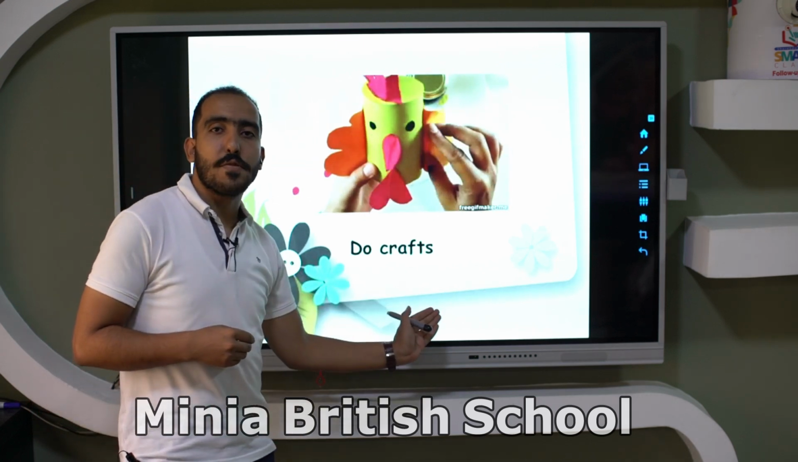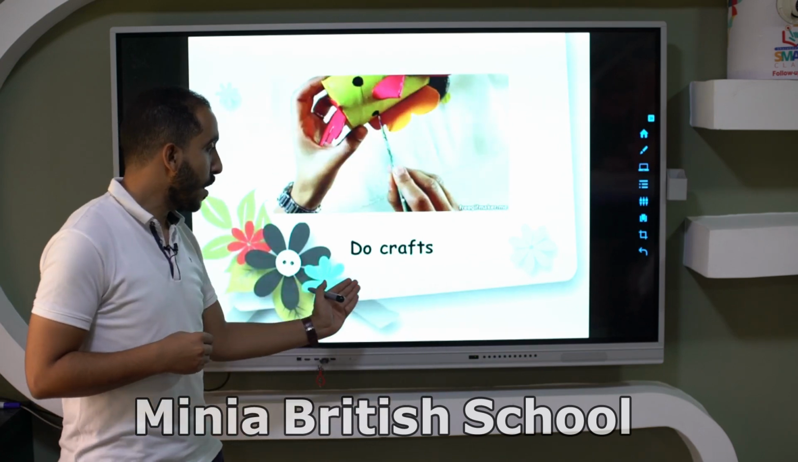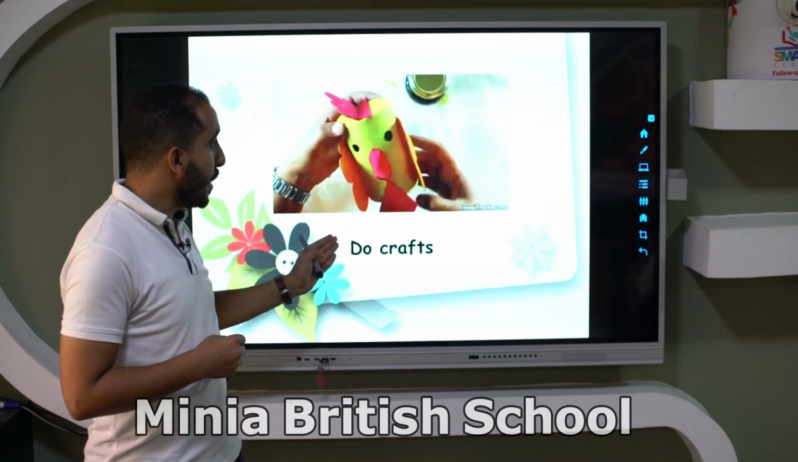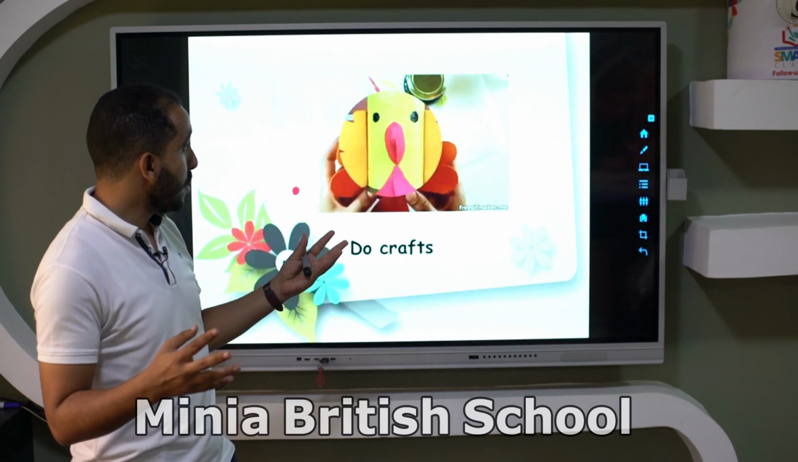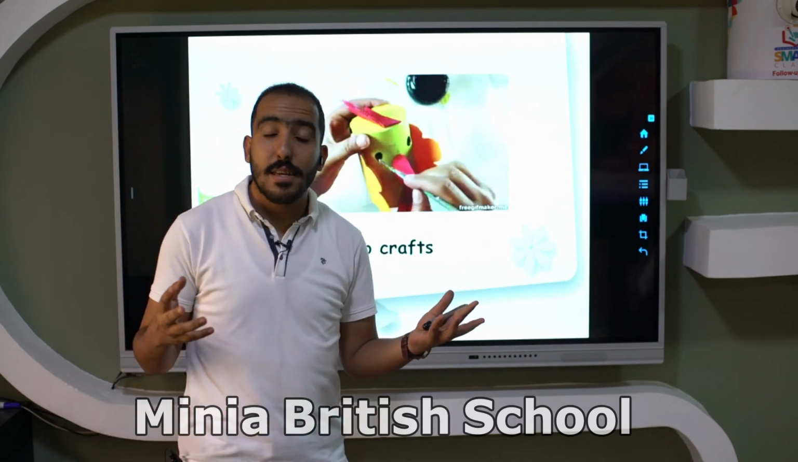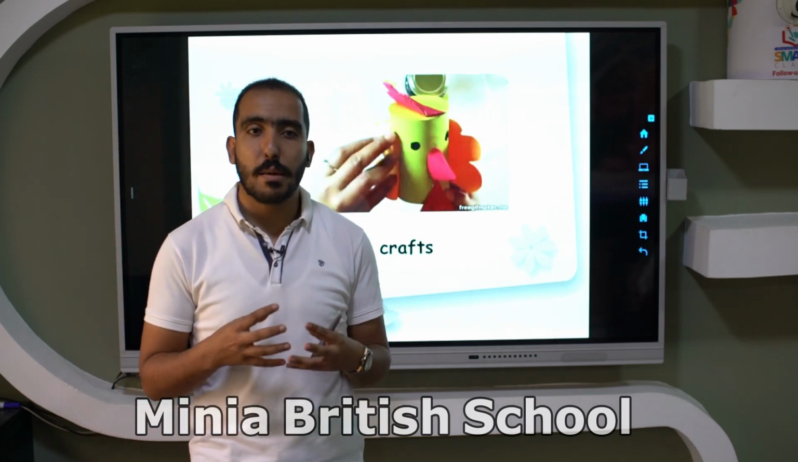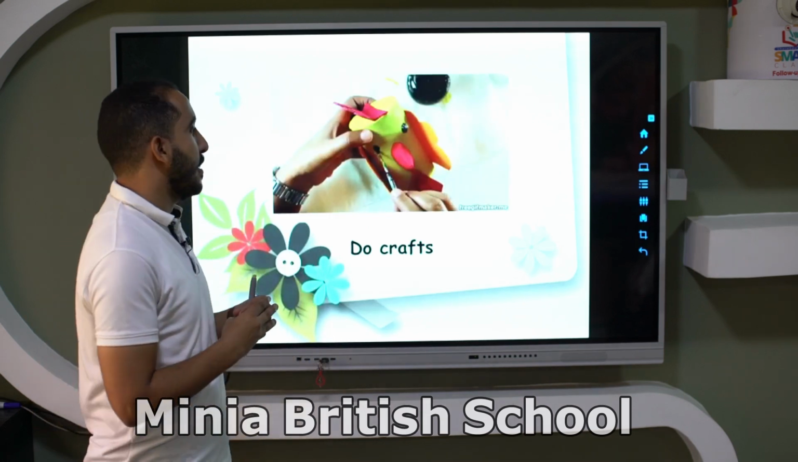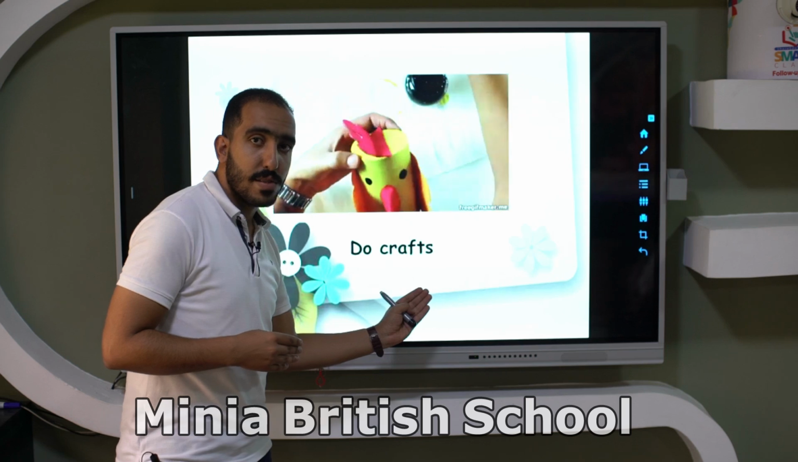Now, next word, look at this. Do crafts. Can you see what this boy is doing? Yes, he's making something using paper, using simple things. This is do crafts. Do crafts like making paper birds. You know paper birds? Yes. Okay, so this is do crafts.